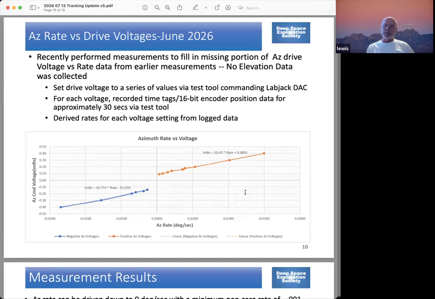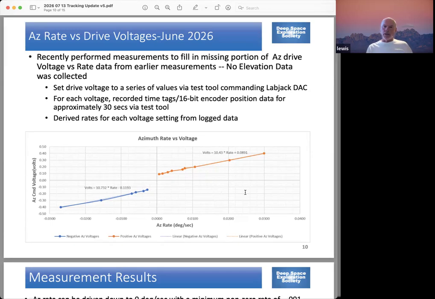We did the test slightly differently. Instead of using the manual control panel to set the voltage, Glenn has this test tool that can command the LabJack to specific voltages, and that's a little easier to use than the front panel. So we used that to set the voltage. We recorded time tags and 16-bit encoder data. And we also ran it for 30 seconds as opposed to 10. So that gave us a longer period of time to measure these slower rates.